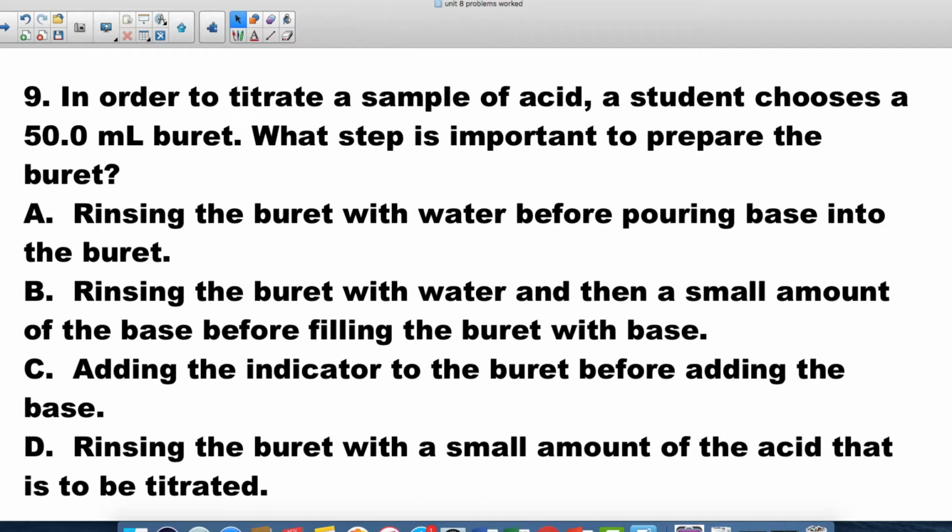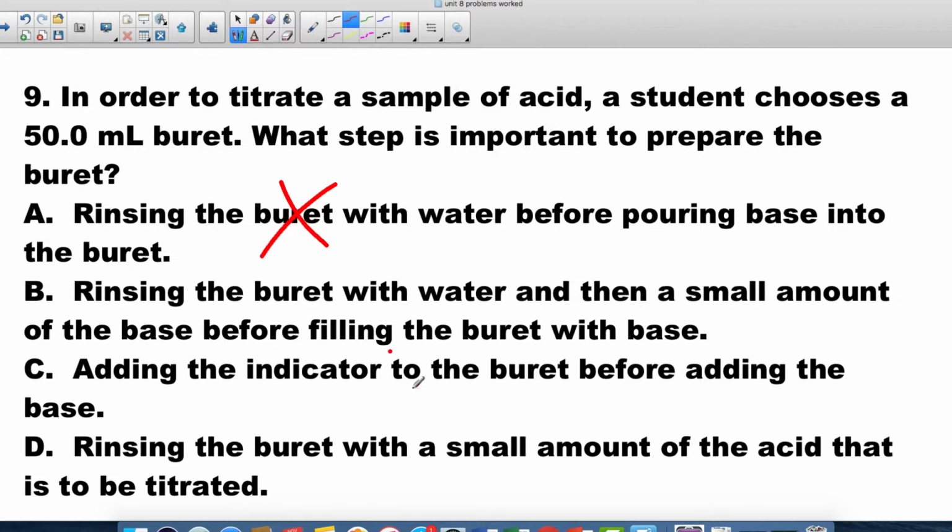Number 9 is testing the student to see if they've ever actually done a titration or not. This is not about what is the right answer. This is more about what ain't the right answer. If you rinse a burette with water, that just means anything you add to it will only be diluted, and that's not what we want.